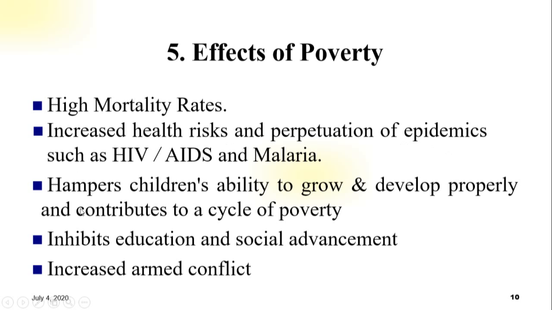One more point, hamper children's ability to grow and develop properly and contributes to a cycle of poverty. The word hamper means impede. Impede means delay or prevent by obstructing. In this sentence, it means the delay or prevention of children's ability to grow and develop properly and contributes to a cycle of poverty.